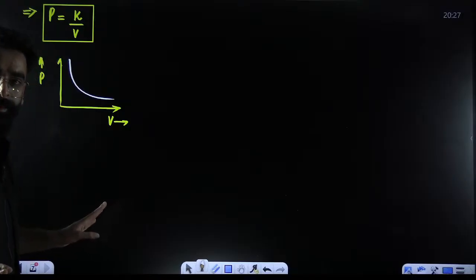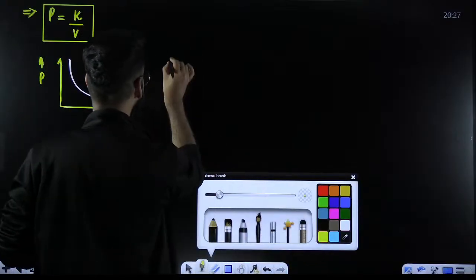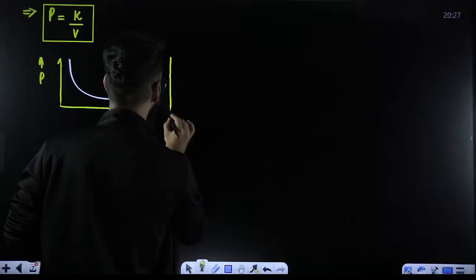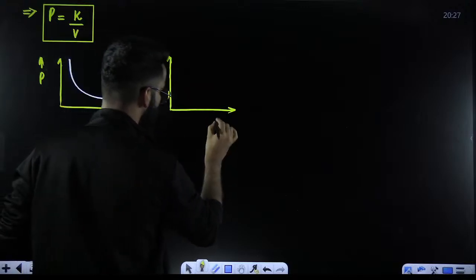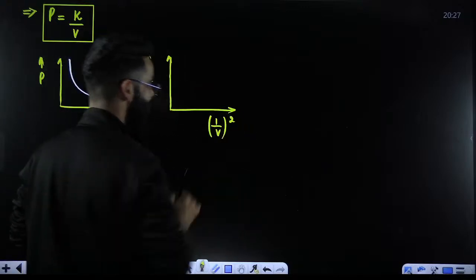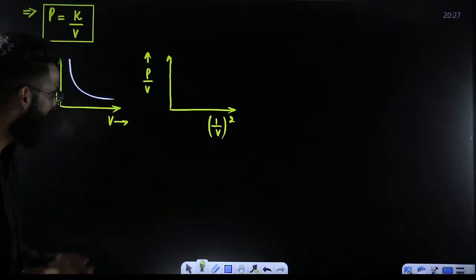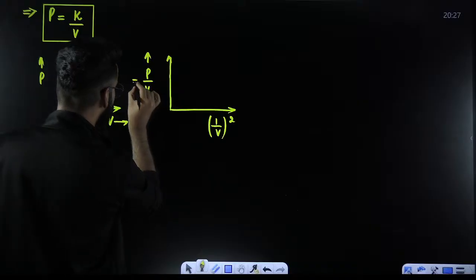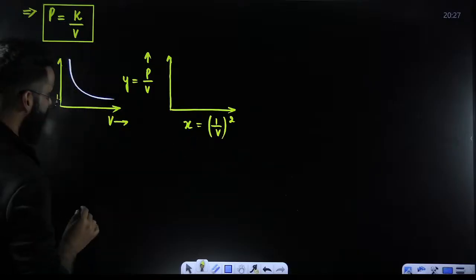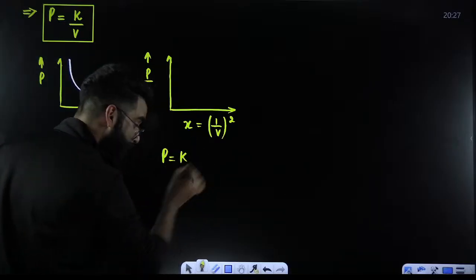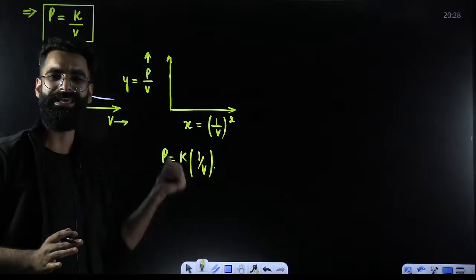For example, let's say you have to draw a graph between P/V versus 1/V². First of all, P/V you are plotting along the y-axis, and 1/V² you are plotting along the x-axis. What is our given equation? The given equation is P = K/V, or I can say P = K multiplied by 1/V. This is my equation.